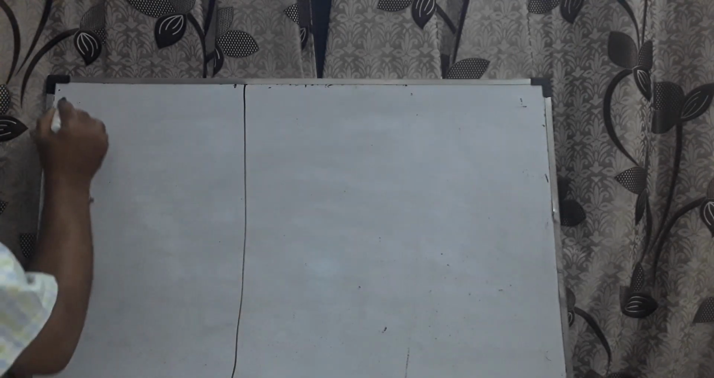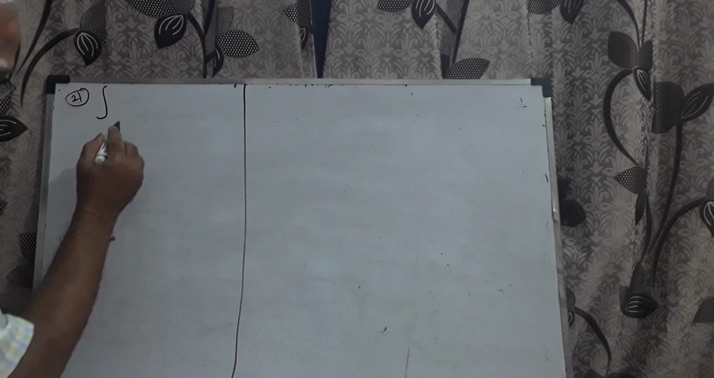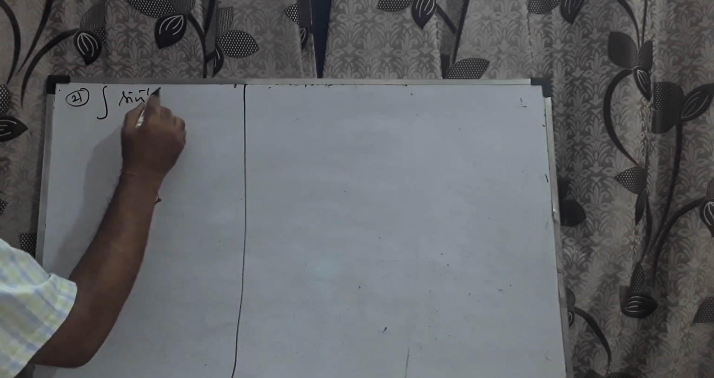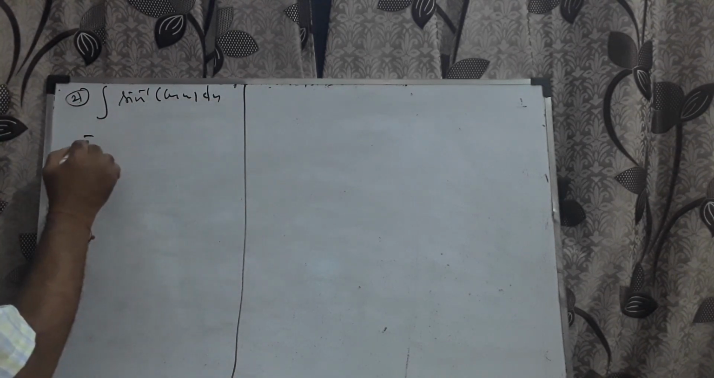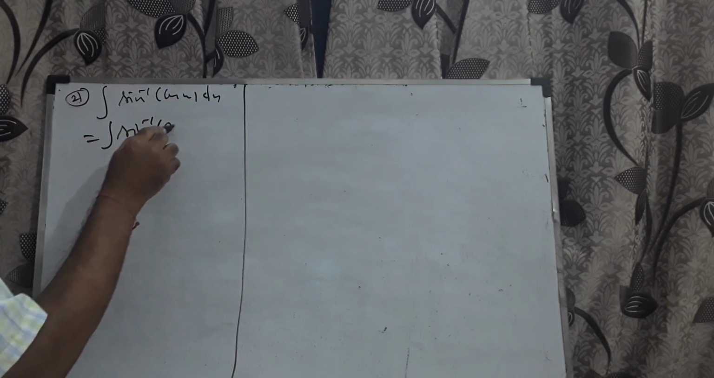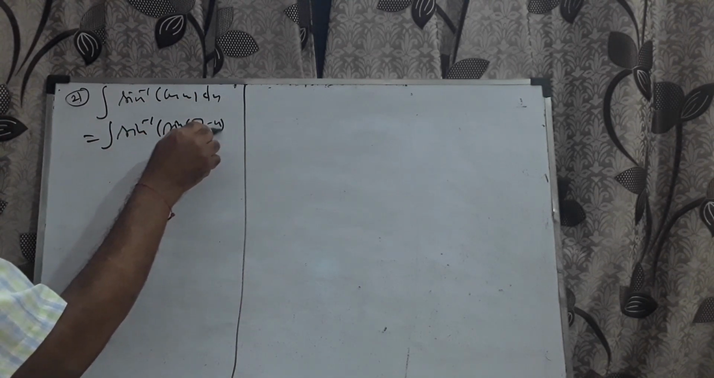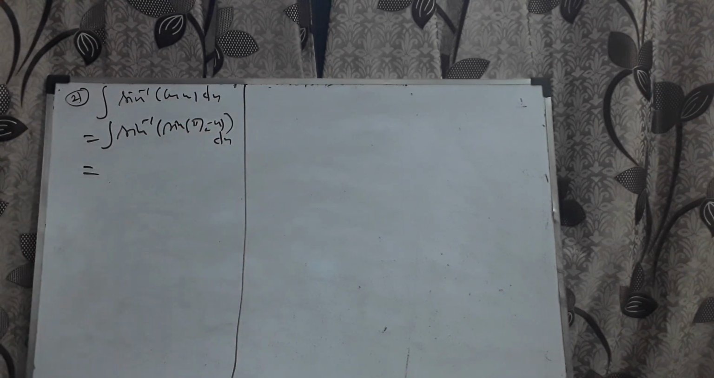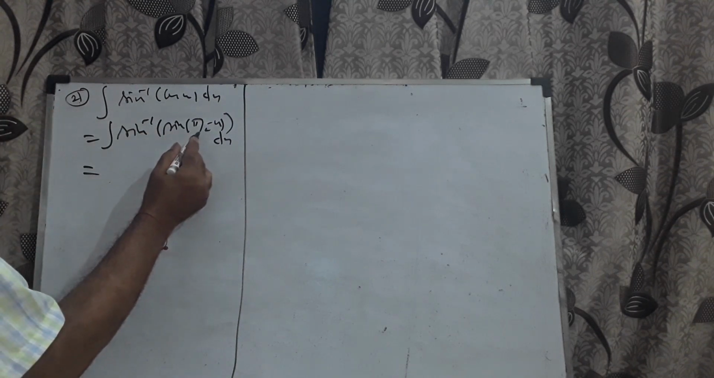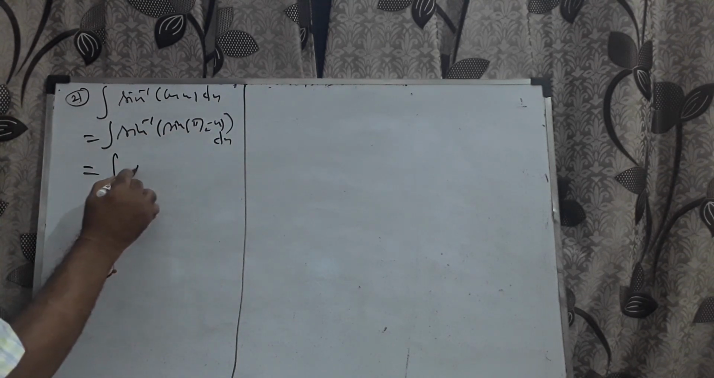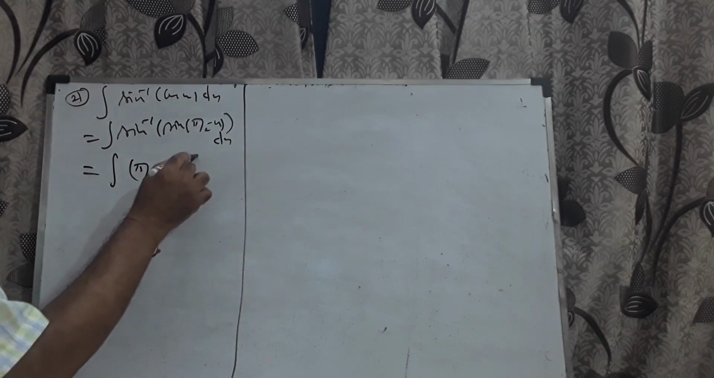The next problem goes like this. 21st sum: integral sin inverse cos x dx can be written as integral sin inverse sin of (pi by 2 minus x) dx. Whenever you are given sin inverse sin theta, but theta is in the principal value branch of range of sin inverse, that is the closed interval minus pi by 2 to pi by 2, pi by 2 minus x is an angle in the first quadrant itself. Now this will get reduced to simply pi by 2 minus x dx.